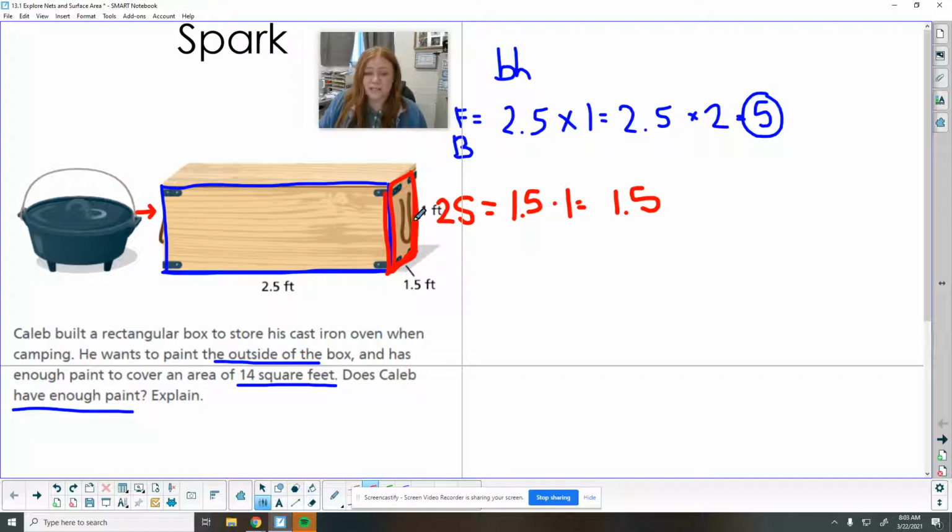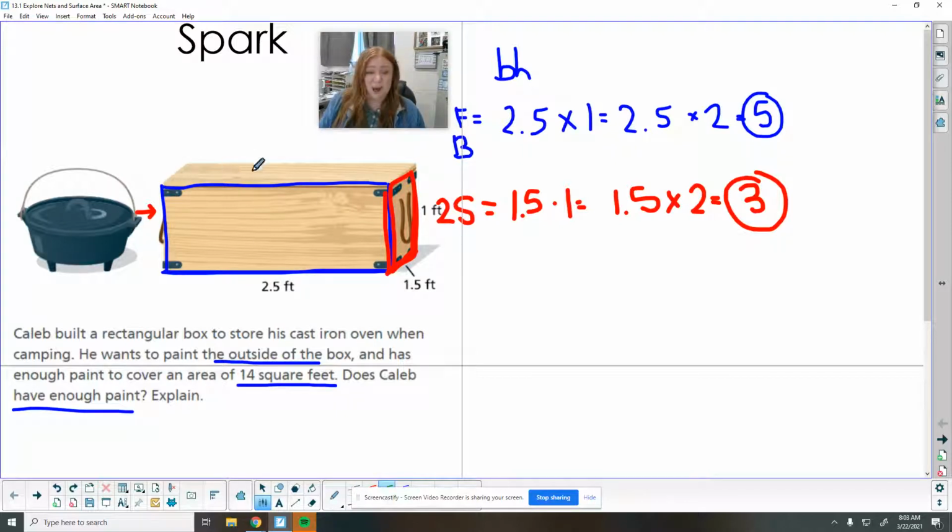That's for one side, but I need the other one, the left and the right side. So 1.5 doubled is 3. So we have 5 for the front and the back, 3 on the side. So total, we've used 8 of our square feet. So let's see if we have enough paint left over.